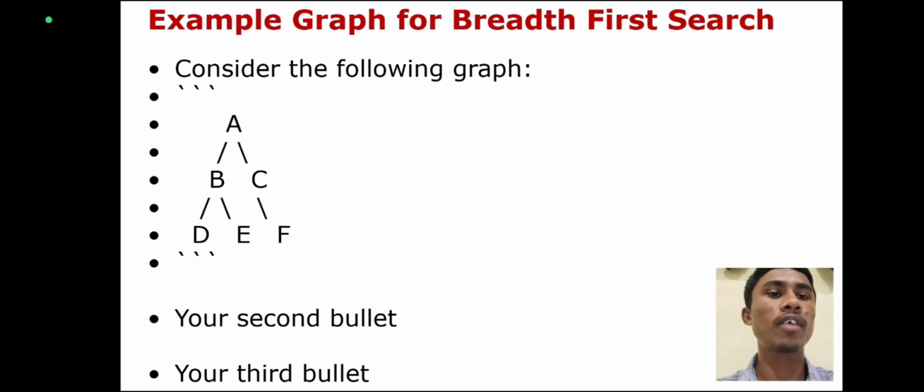An example graph for breadth first search. Consider the following graph. First of all, we visit node A. Node A has two children. Then we print out A and insert the children of A, B and C, into the queue. Then we visit node B, and B has two children, and we insert the children of B into the queue. Then the elements in the queue are D, E, C.